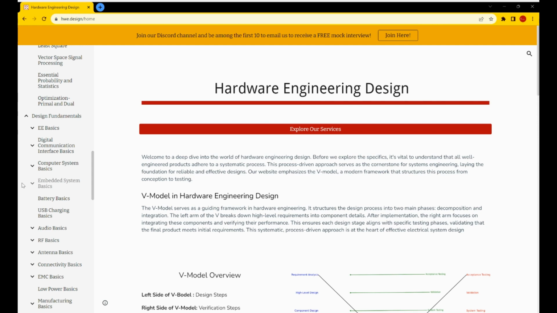Without going into too much detail, these are divided into multiple fundamentals. The EE basics will consist of filters, digital components, analog components, power electronics, basic signal transmission theory, and how we protect ourselves through IC protection circuits, such as transient voltage suppressors.